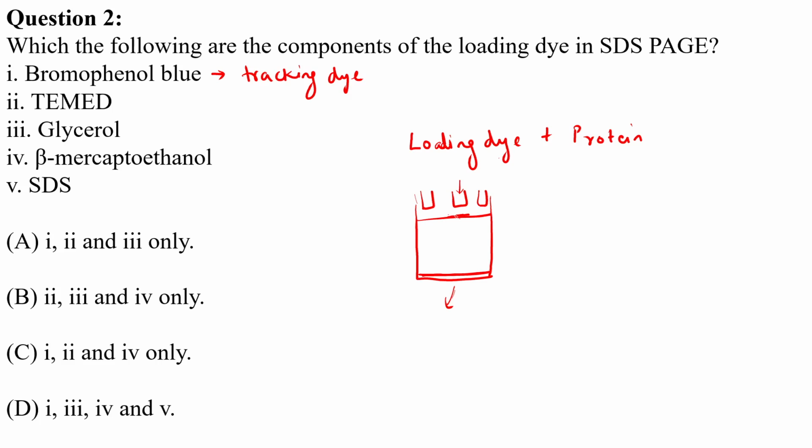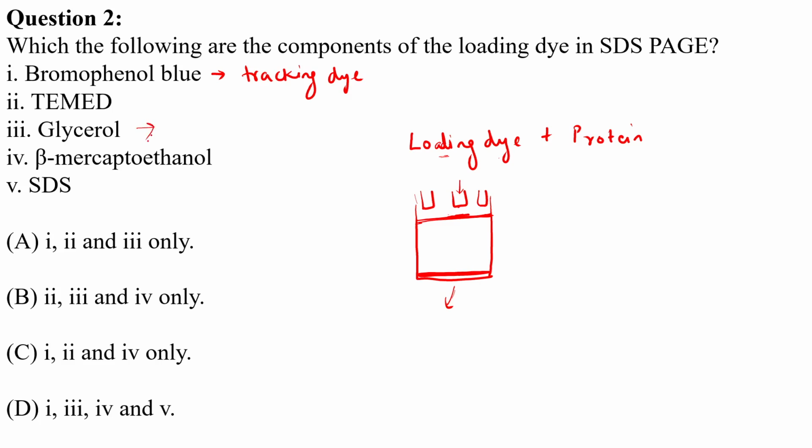That is the tracking dye, that bromophenol blue that we are adding in this loading dye. This bromophenol blue will be visible as a thin line. After the stacking has been done, we can see a thin blue line, and that blue line will keep moving. And once that blue line reaches the end of the gel, we will stop running the gel and start with the staining procedure. Okay, so bromophenol blue is added to the loading dye for tracking how much we have run the gel.